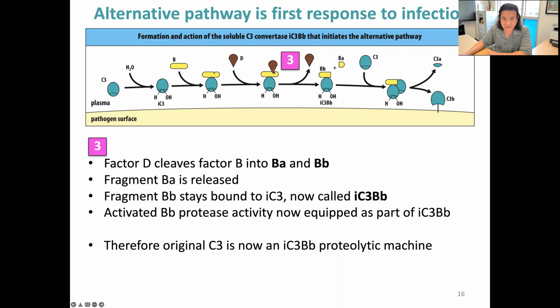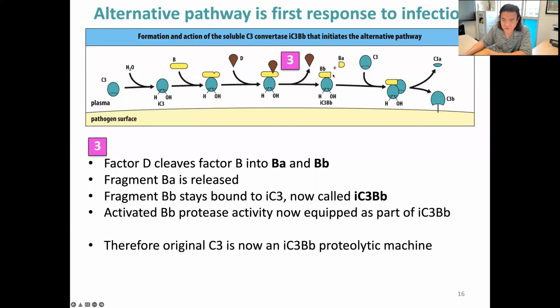That factor D will bind and it will cleave this yellow factor B, turning it into a Bb and a little Ba that floats away. So now this resulting complex we call iC3Bb. What this iC3Bb does now is that this Bb is now active in terms of its enzymatic activity.